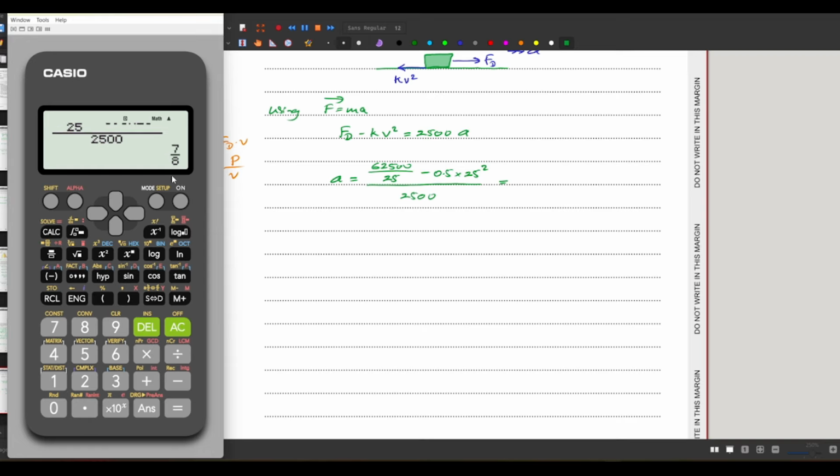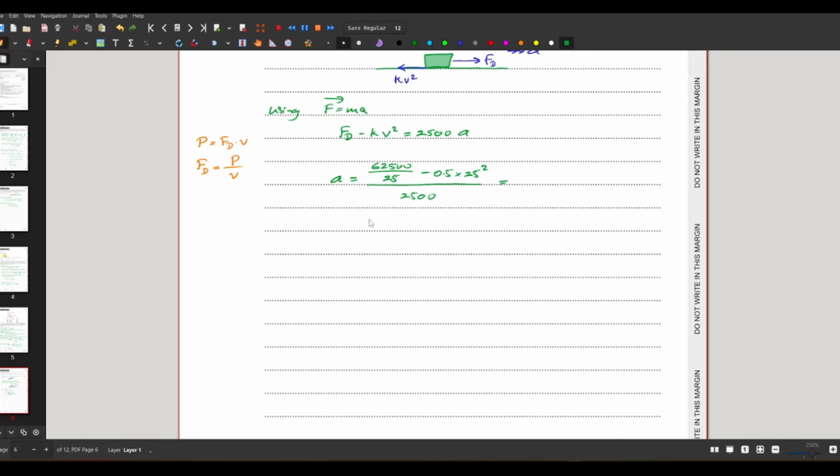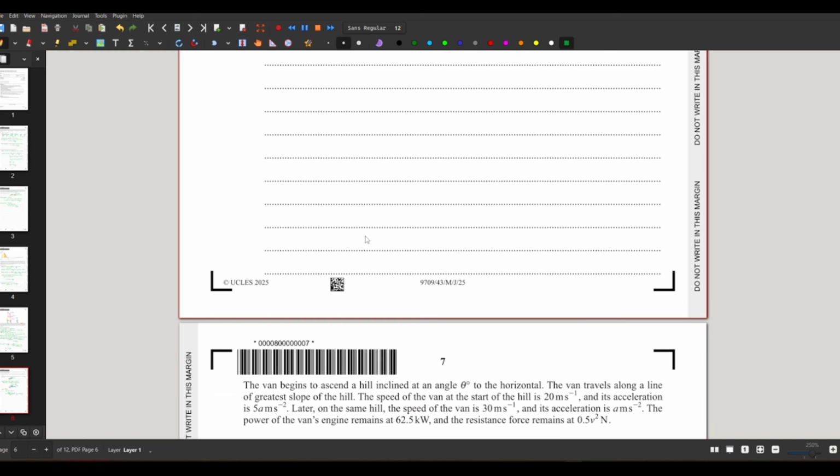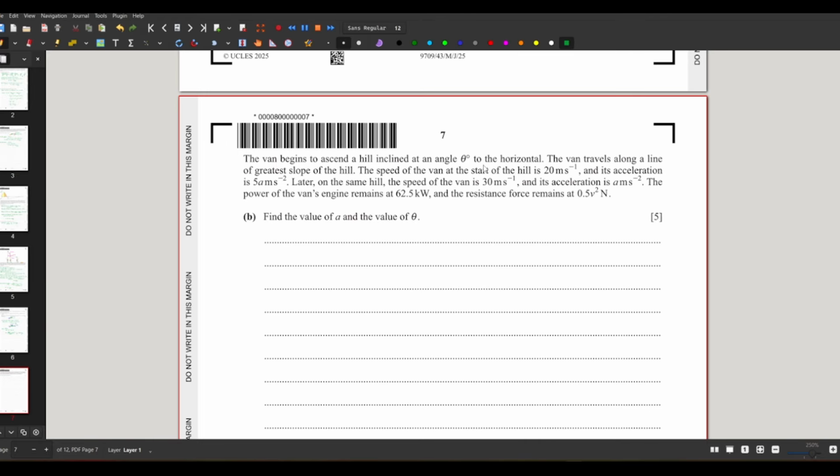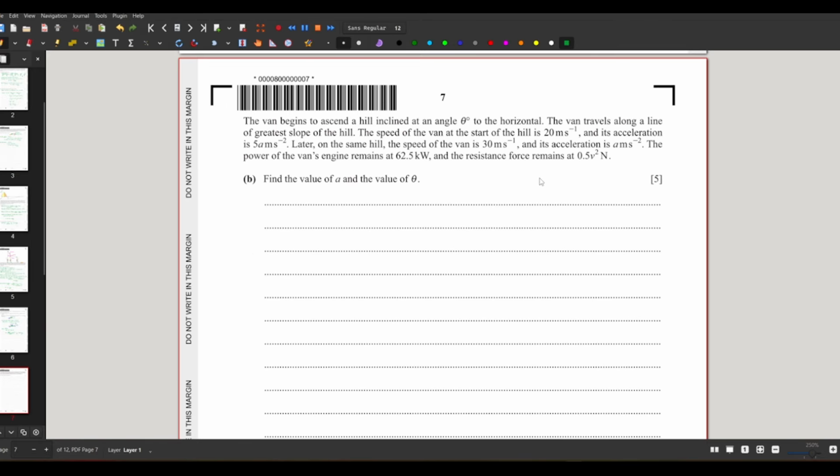So we will have 7/8, and in decimal 0.875. So a equals 0.875 meters per second squared. So this is the acceleration. We have another part. Oh no, yes, we have another part.